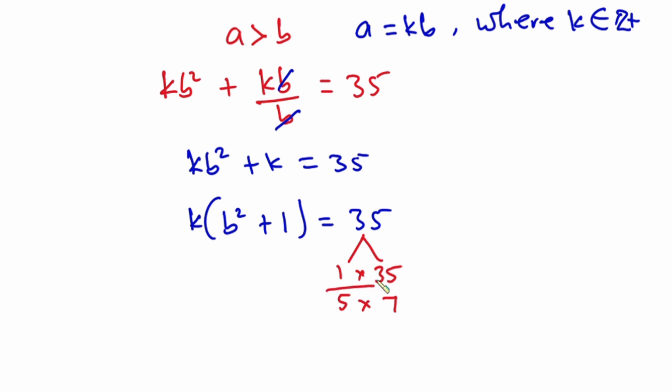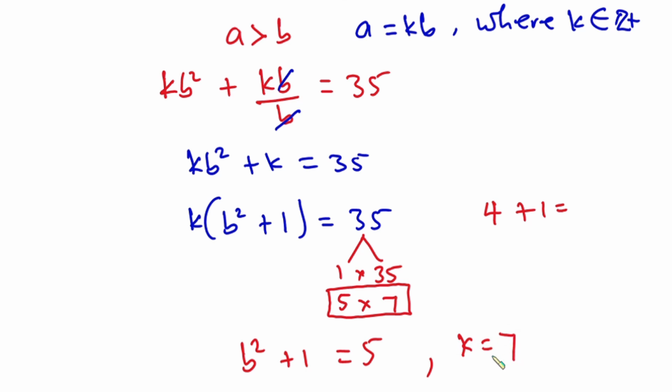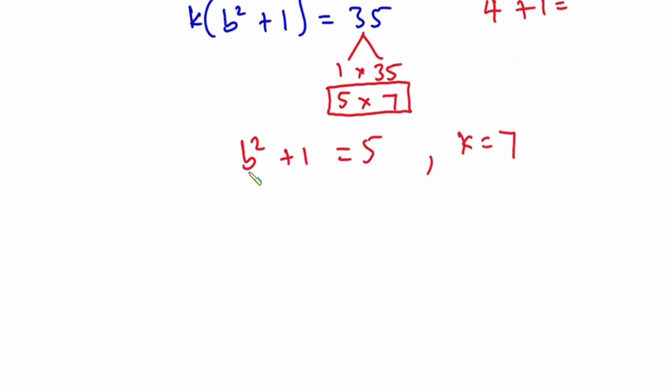Now if we pay attention to this group, you can see we have 5 in it, and 5 is the same as 4 plus 1, right? Now this 4 over here is a perfect squared number, then plus 1, right? So what it means is that b squared plus 1, this whole thing is equal to 5, then k is equal to 7, right? Let's find the value of b from this equation. So we have b squared is equal to, if we move this 1 to the right hand side, we have this side to be 4.